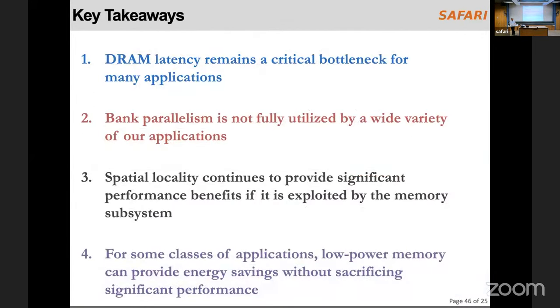There are several takeaways in this work, which I'm going over quickly. DRAM latency remains a critical bottleneck for many applications. Bank parallelism is not fully utilized by a wide variety of our applications. Spatial locality continues to provide significant performance benefits if it is exploited by the memory subsystem. And for some classes of applications, low power memory can provide energy savings without sacrificing significant performance.